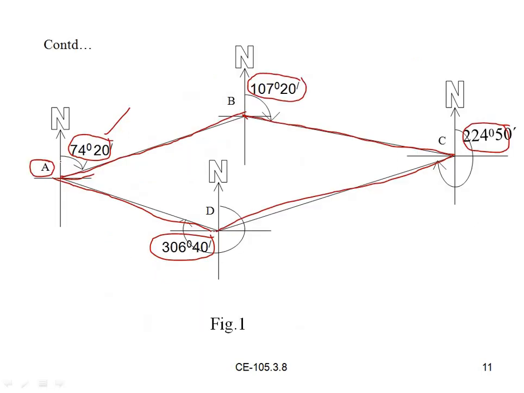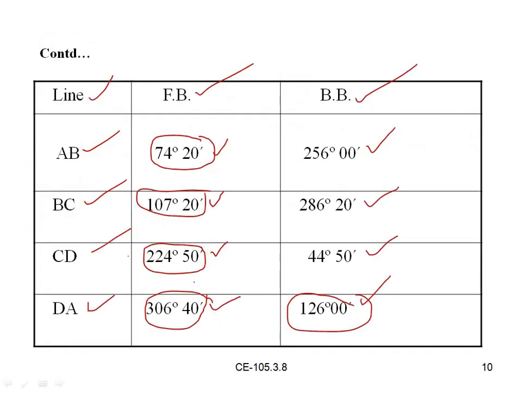So from here it will start. In this bearing it will be at the second one. So this will be how much? 126 degrees 0 minutes. This is the back bearing of AD. Okay, that is nothing but DA. And next, it goes first this one, and the next BC.